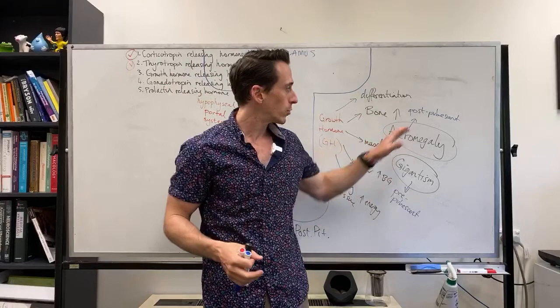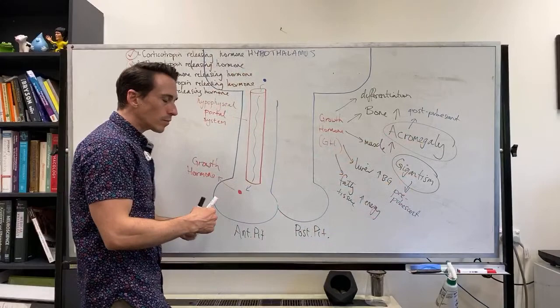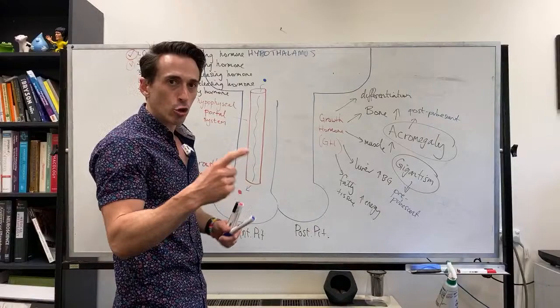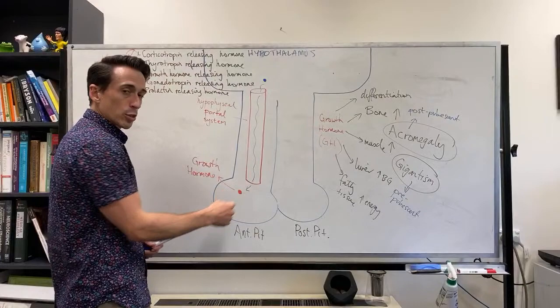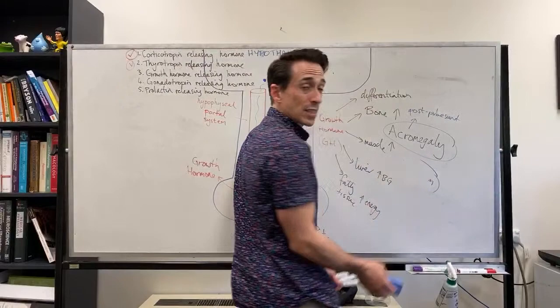How does this happen? Most common cause is a tumor in the pituitary gland. Now remember that tumors are cancers and cancers are overactive cells. So you've got overactive cells in the pituitary gland. You can also Google the tallest man ever to live, called Robert Wadlow.